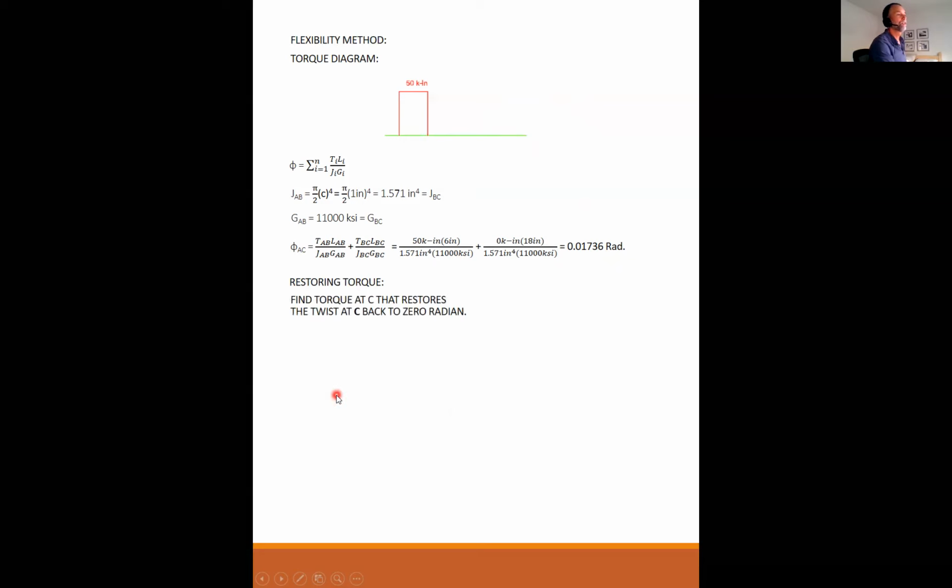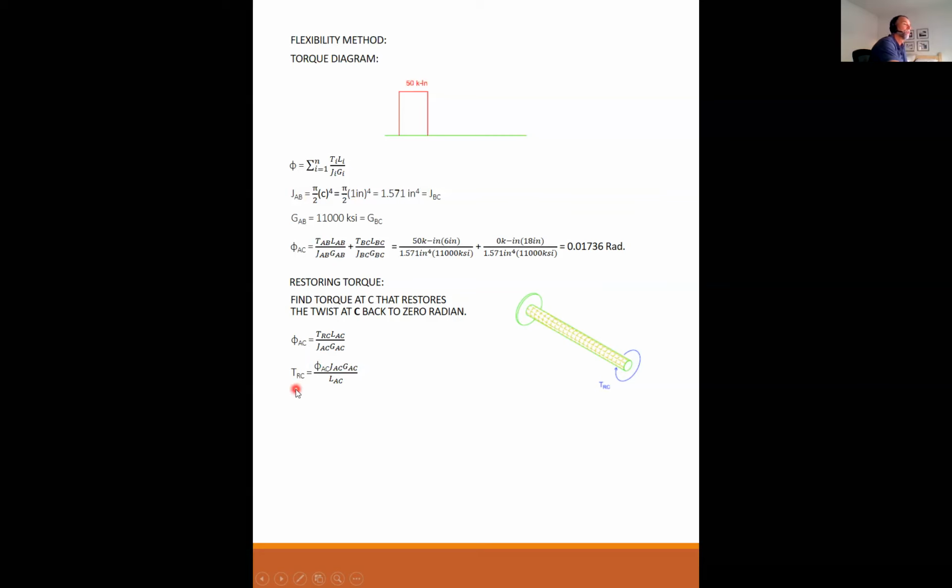Now we need to do a restoring torque. We need to find the torque applied at C that restores the twist at C back to 0 radians. Because after all, C is fixed. So it needs to be squeezed or twisted back to the 0 point to restore it to its original condition. So we're going to solve for this restoring torque. T is for torque, R is for restoring at C. So TRC is the restoring torque, and we're going to solve for it by equating it to the radian twist that we got from A to C.